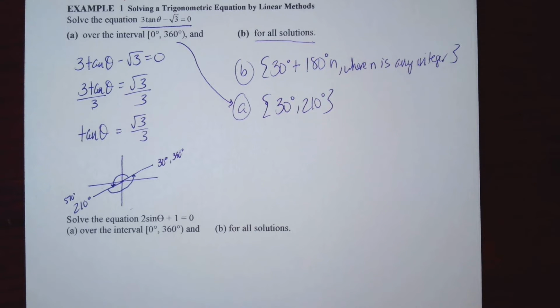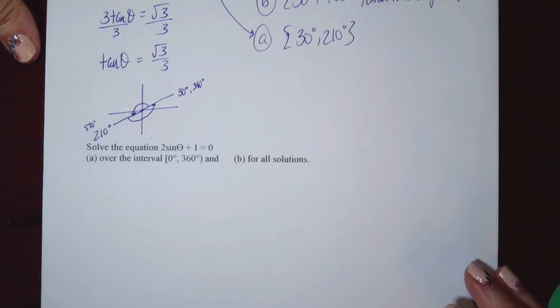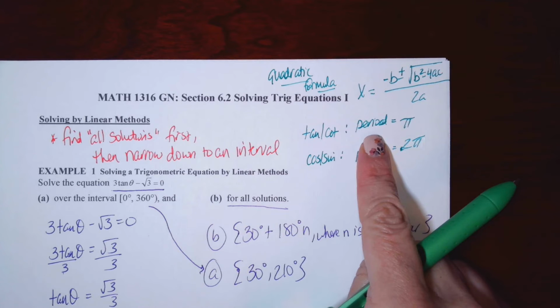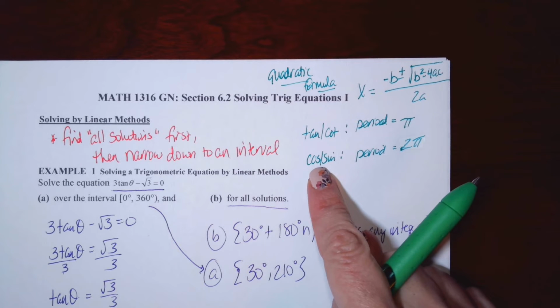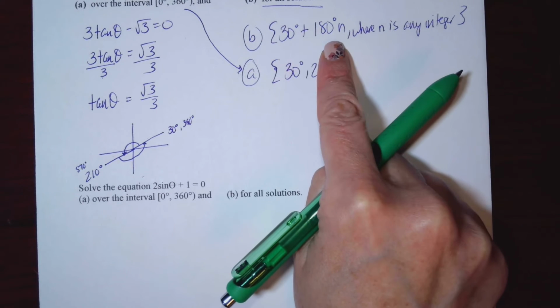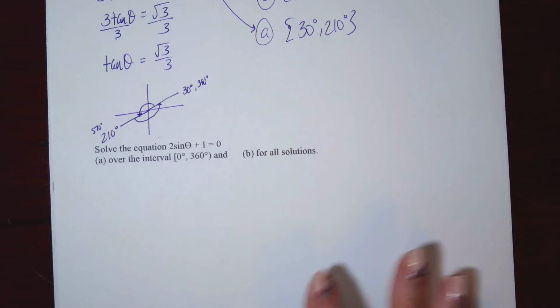All right, let's look at the next one. I see that for this one I'm solving for sine of theta. Well, I'm solving for theta, but I'm going to be using sine. Tangent and cotangent are periodic over pi. Sine and cosine and their reciprocals are periodic over 2 pi. So I'm not going to be able to just start with one angle and add 180 to get all of my solutions. Kind of keeping that in mind.